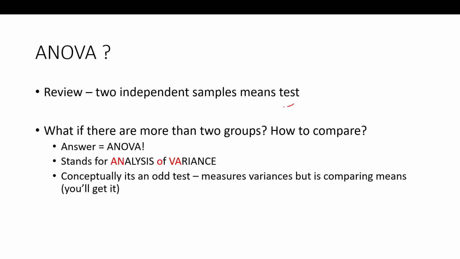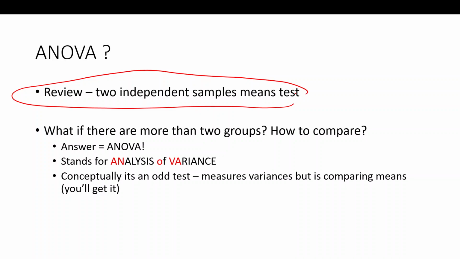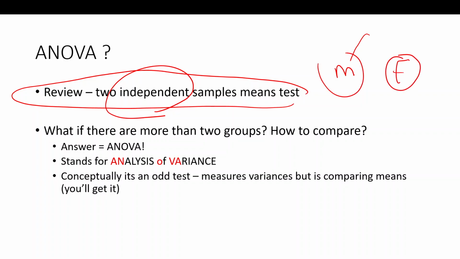So this literally is the expansion of the independent, not the dependent. Remember way back when in the first mod, there were two group tests for means, the t-test. One was called the dependent test. That was when you had the before or after. That's not relevant here. What's relevant here is the two independent groups, when you had like males and females. So ANOVA expands to more than two independent groups.